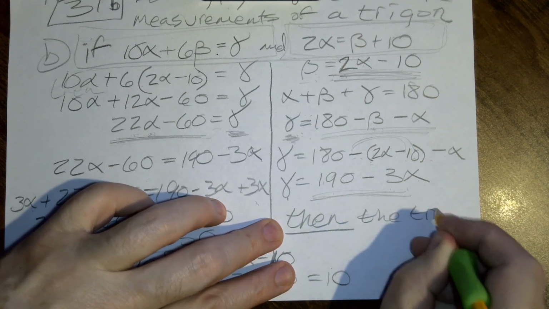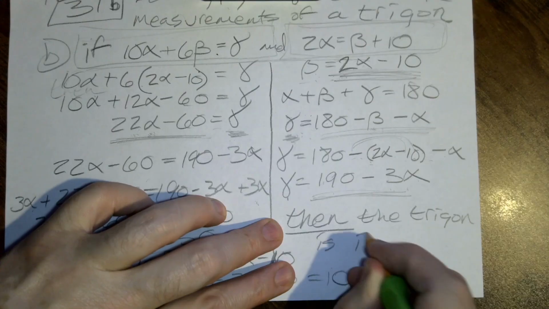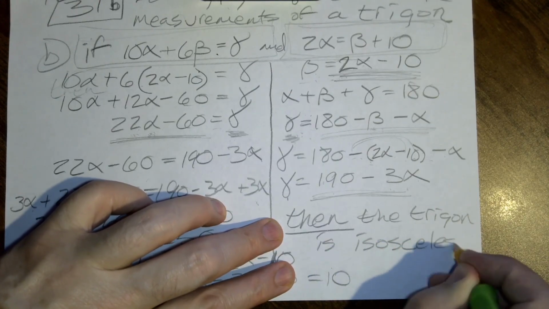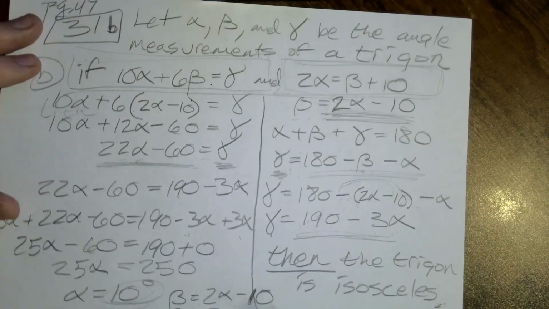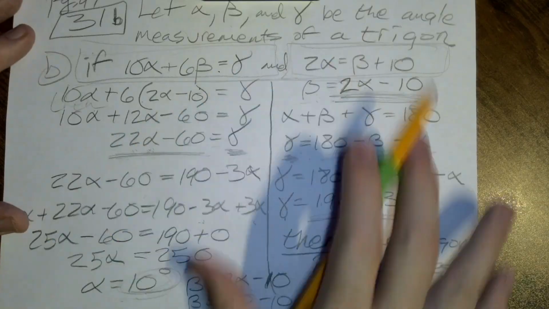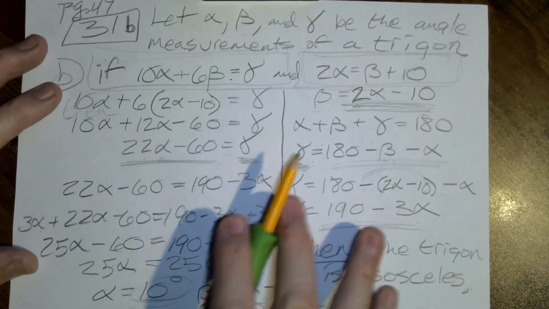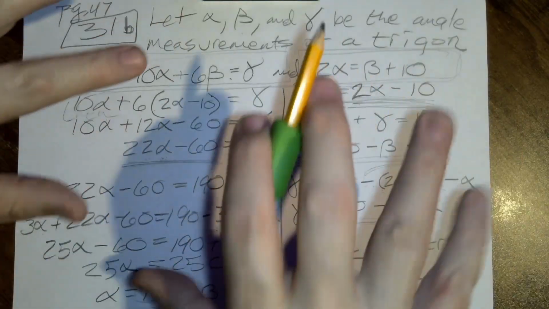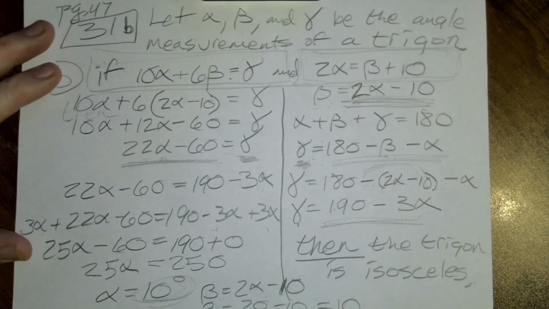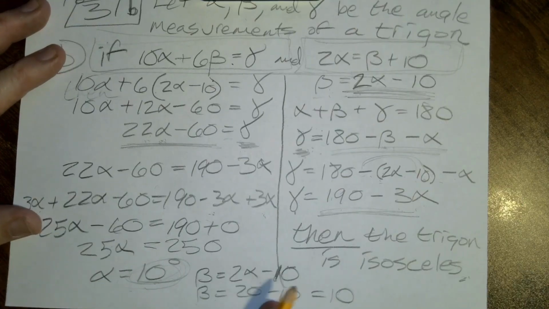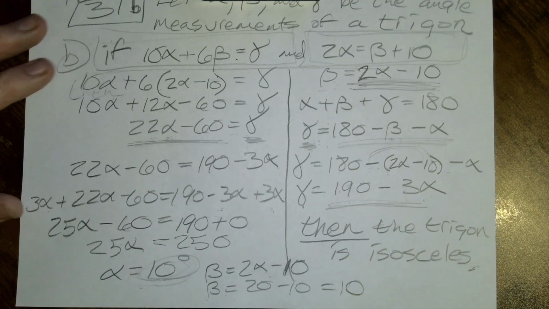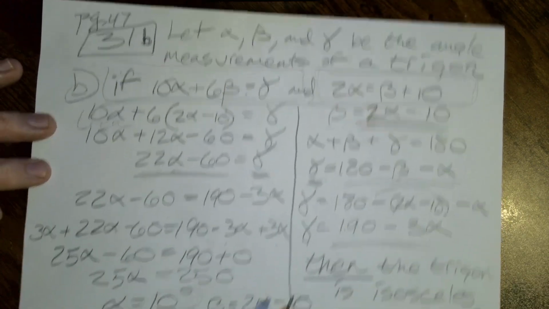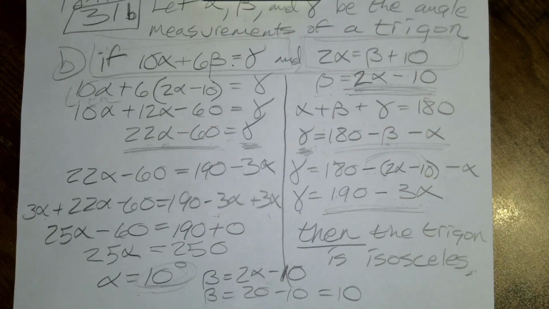So if this, then the trigon is isosceles. This is a statement proven true, which makes it a theorem. Because all these exercises you can kind of squeeze into this format. So that's 31B. It doesn't quite get the whole paper, fortunately, and I ran out of space. I should put margins. I need another piece of paper.